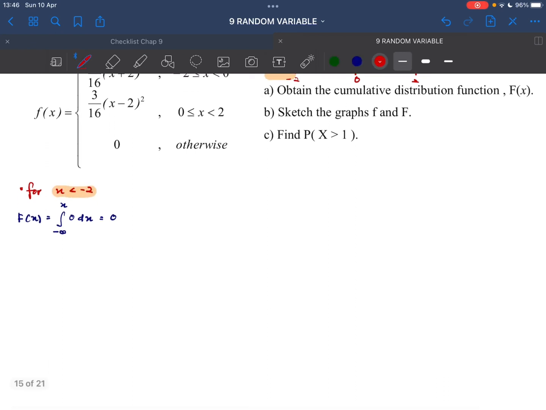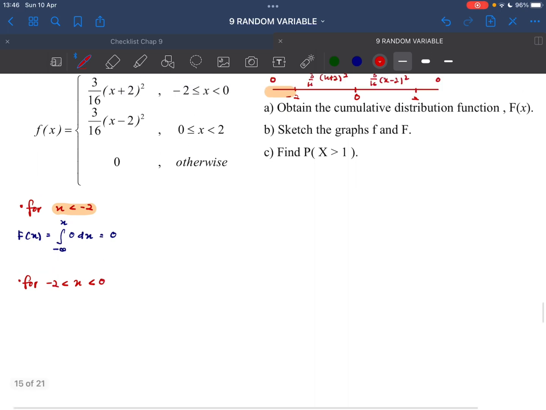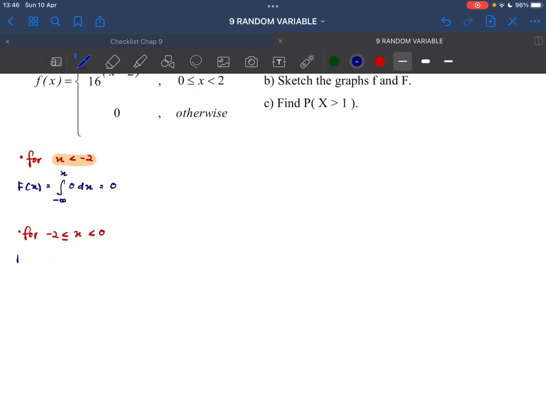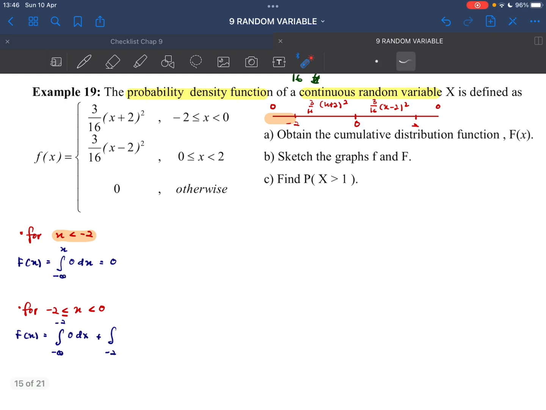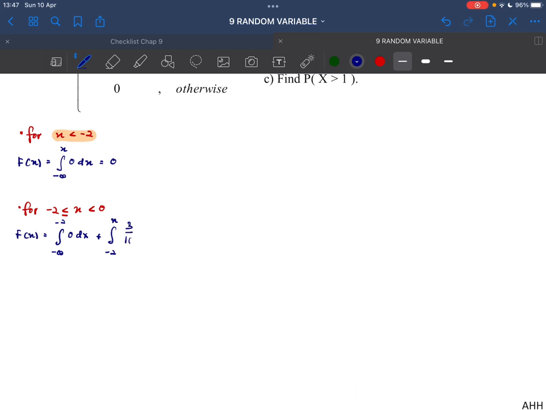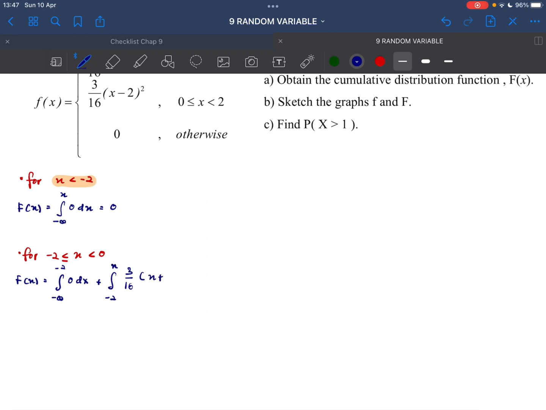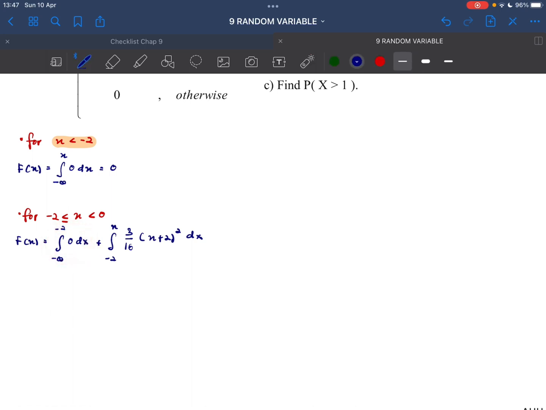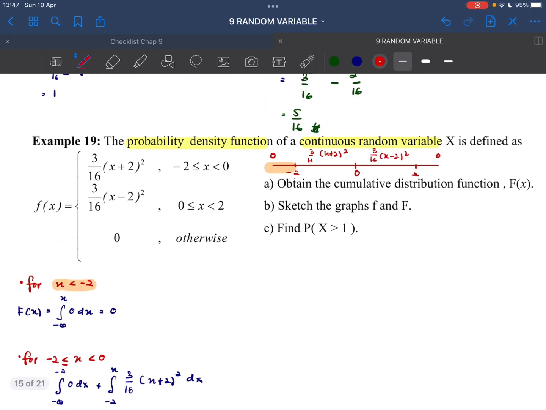Okay, and then the next one, let's continue. For x between negative 2 and 0. If you don't know where to put your equal sign, just follow the question. So we have F(x) equals, from the start, negative infinity to negative 2, function 0, plus negative 2 to 0, supposedly, but the last limit has to be x because we want a function. So the function that we have here is 3 over 16 (x plus 2) squared dx. So this one here is F(0). Sorry, F(negative 2). If you know that, this is your a, b, c.